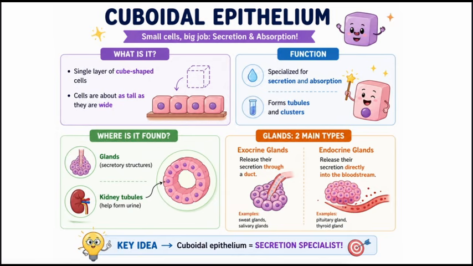Okay, there are two types of glands in the body: exocrine glands and endocrine glands. The exocrine glands need ducts to deliver their secretions, like saliva and sweat. And then there are endocrine glands. They do not need any ducts. They directly secrete into the bloodstream. So this is all about cuboidal epithelium.